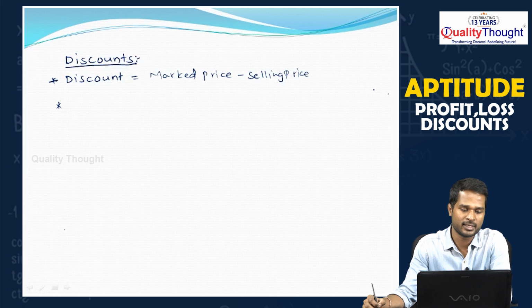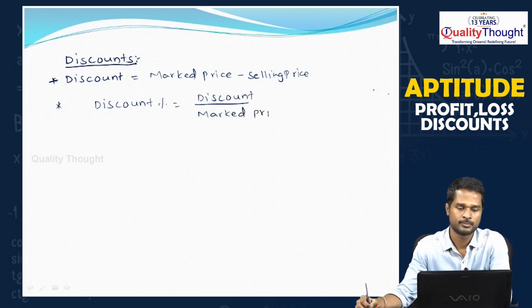So, let us calculate the discount percentage. The discount percentage is equal to the discount by the market price into 100. So, this is how we will calculate the discount percentage. See, in profit percentage and loss percentage we used the cost price in the denominator, but in discount percentage we will use the market price in the denominator.